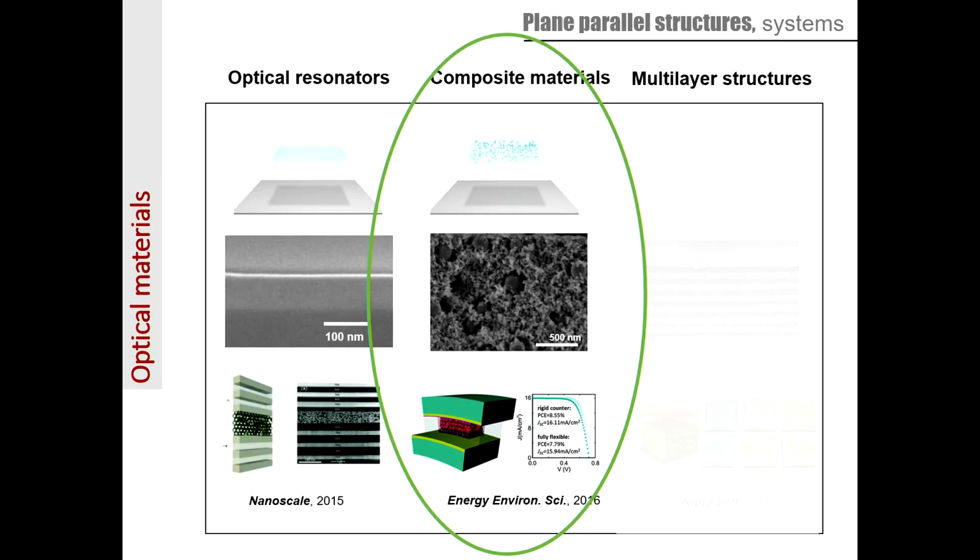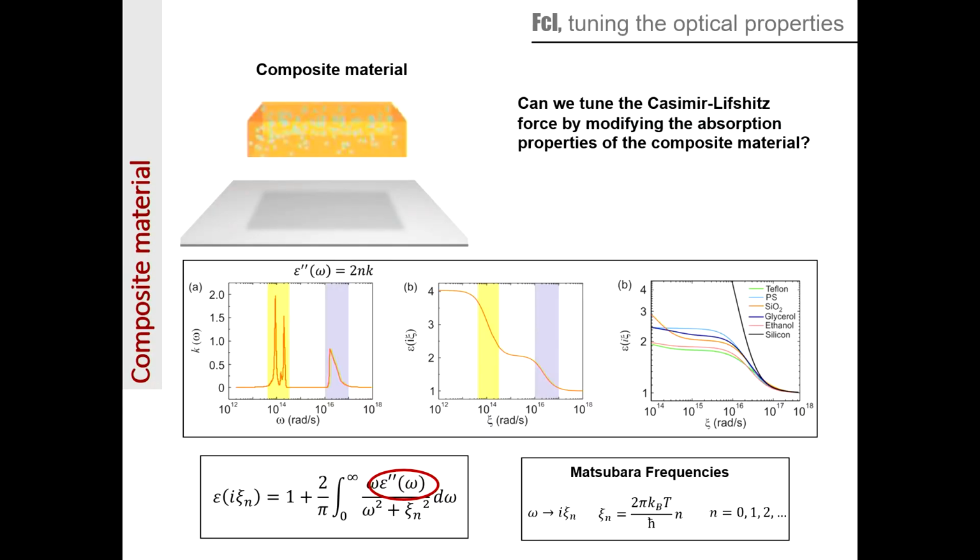And now, very fast, because I think I don't have much time, I would like to show you a different approach in which, by changing the optical properties of your material, you can really tune the Casimir-Lifshitz force. In this case, I'm going to consider a matrix of a material, and then I'm going to include inclusions of a different material. So the question was, can we tune this Casimir force by modifying the absorption properties of the composite material? Probably yes. If I change these bands, then I will change this, and then I will change the relation in between all my materials.